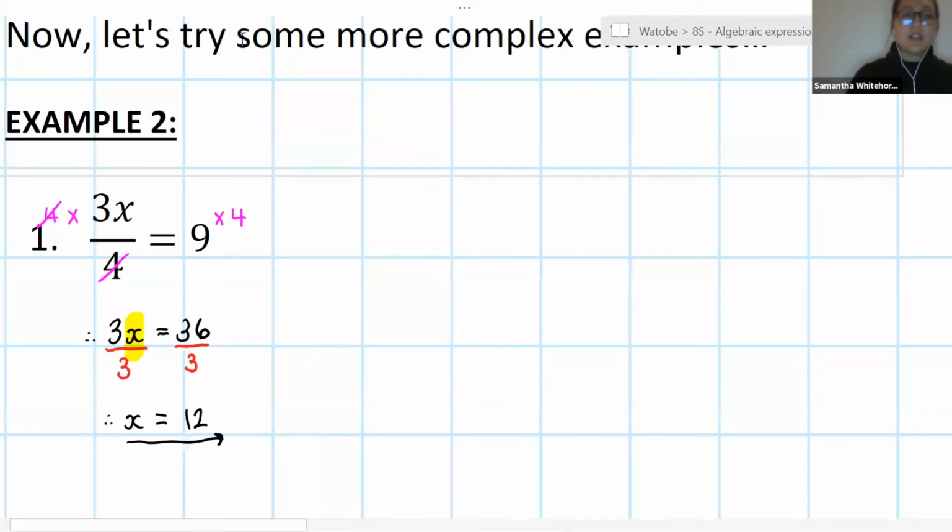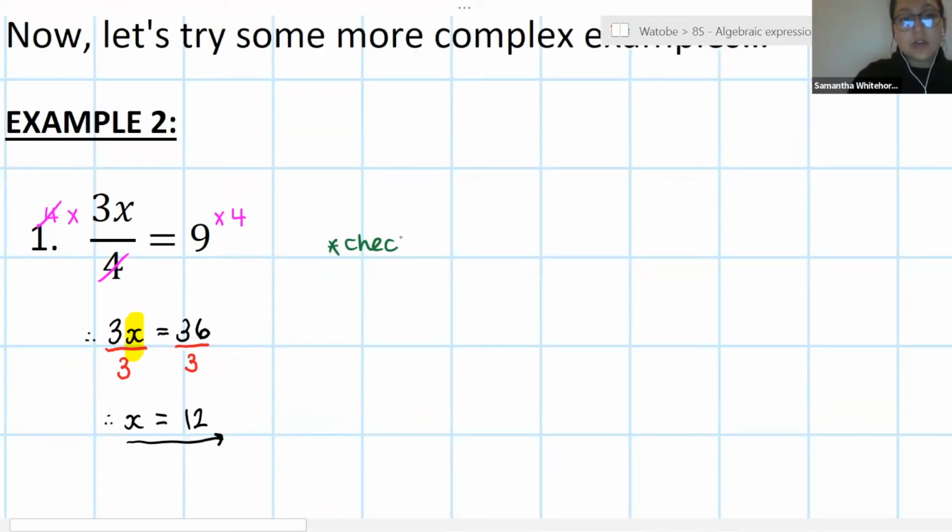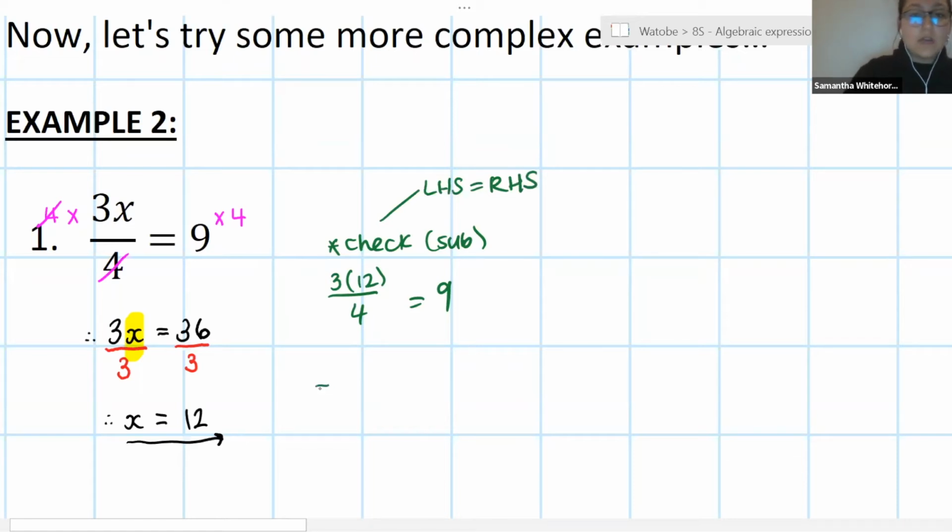Okay, and remember guys, you can check yourself. So just to quickly show you the check, if you want to check that your answer is correct, remember we substitute in. So all we need to do here is say 3 times 12 divided by 4, and we are checking to see that the left-hand side is equal to the right-hand side. Now we know 3 times 12 is 36. Oh, no, I don't want to put an equals there, sorry. And we want to then say 36 divided by 4, which is 9. And because 9 is equal to 9, your answer is correct. So you can always do a check with equations.